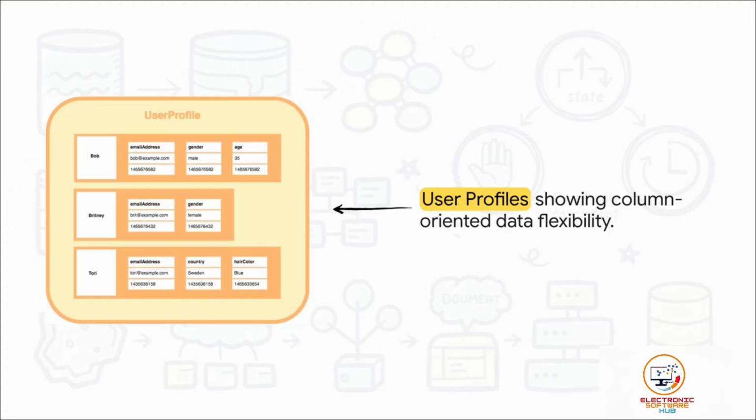What's genuinely crazy is how distinct user profiles can be when they exist side by side like this. Look at Bob, Brittany, and Tori. Bob has an email, a gender, and an age. Brittany has an email and gender, but she skipped the age. Tori? She has an email, but swapped out age and gender entirely for her country and hair color. Try pulling that off in a strict legacy database. It would be an absolute nightmare of empty cells and errors. But here, it's completely natural.